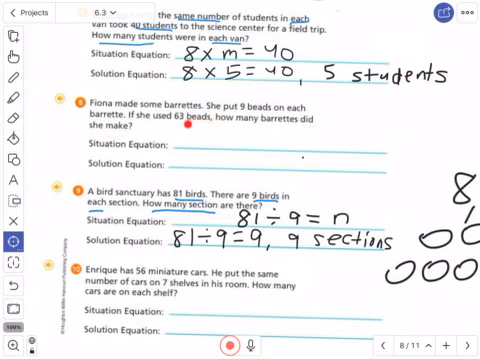You can do your own underlining if you need to, but just think first about what the situation equation is, and then what your solution equation is. Enrique has 56 miniature cars. He put the same number of cars on 7 shelves. How many cars are on each shelf? So make sure you have your situation equation and your solution equation. And I'll see you back.